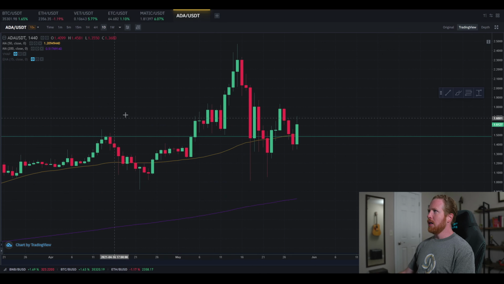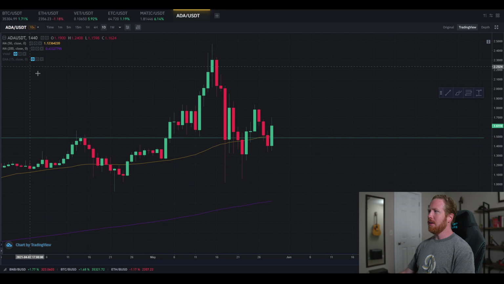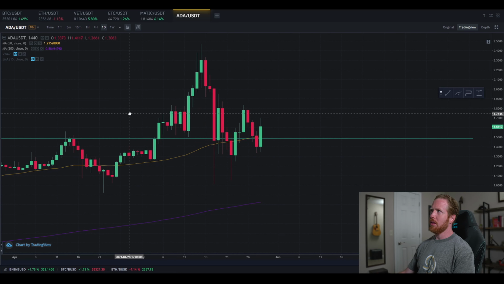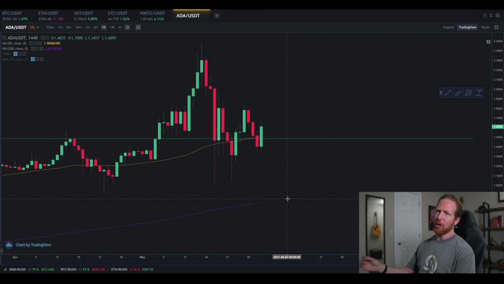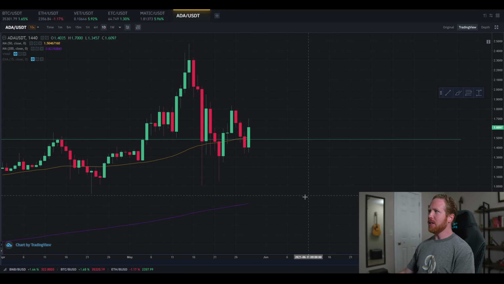Okay. Now let's go ahead and take a look at ADA. We're going to look at the one-day chart first and work our way down. Just note, on the one-day chart, we have a pretty strong support level, sometimes resistance but mostly support, at the 50-day moving average. You can see here, came below, closed above, came below, closed above. It did that the majority of the time. In fact, today we're likely going to come above and stay above.